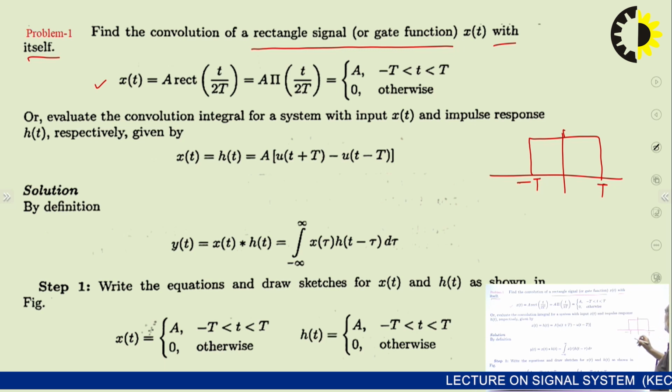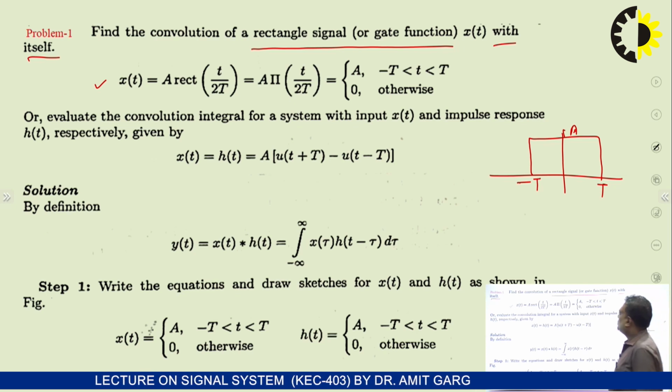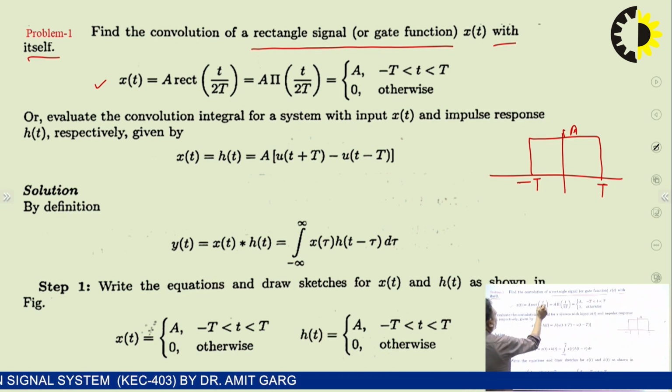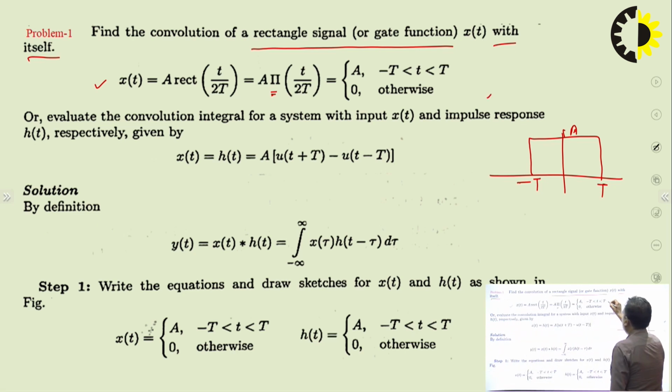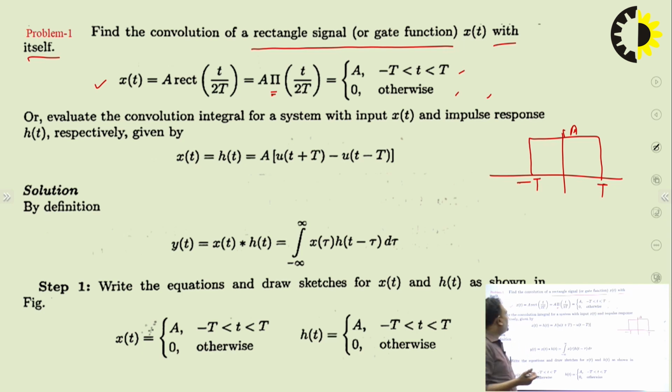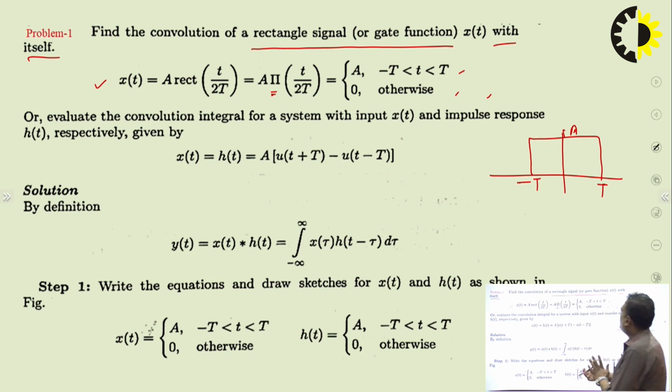And A is basically the amplitude. So you can define this system as A rect(t by 2T), or with a symbol that can be used in place of rect(t by 2T). This question can be asked in any way, and it is also sufficient if the question says you have a rectangular signal of amplitude A and width 2T. In that case you have to find the convolution. Because here the variable is t, we are talking about the convolution integral.